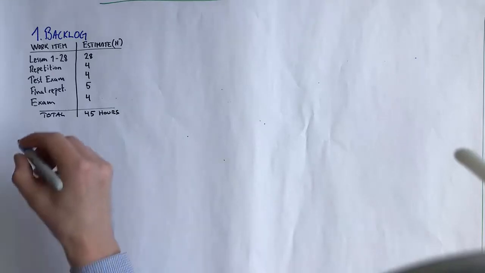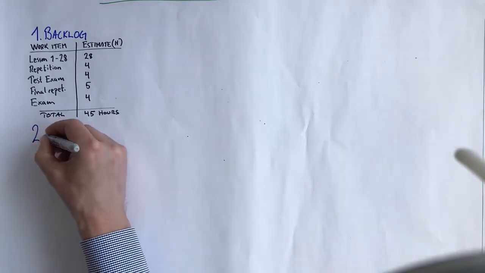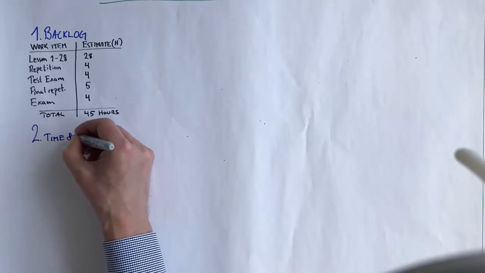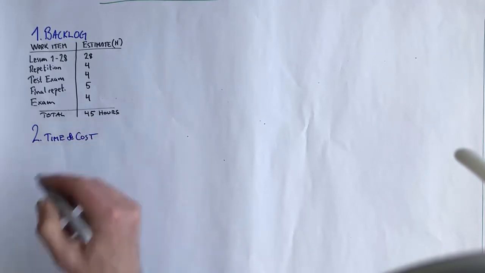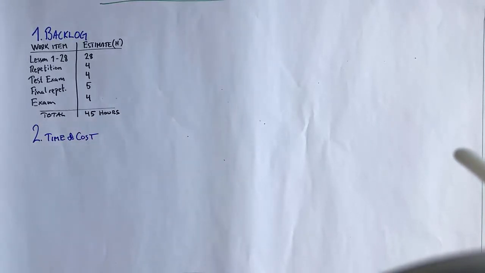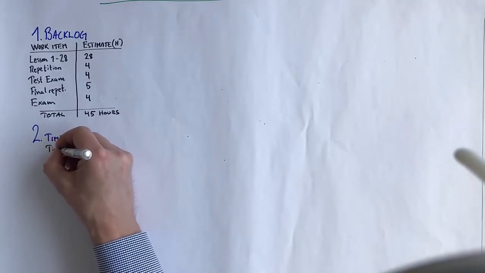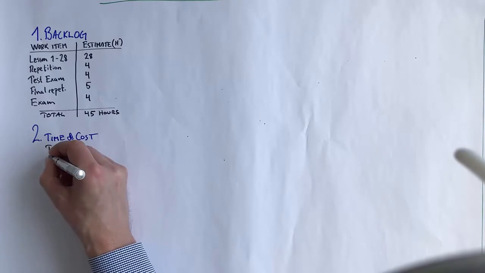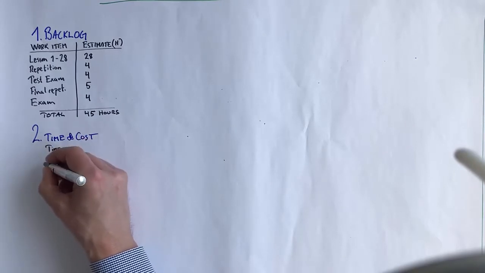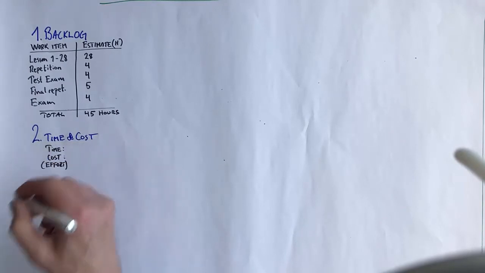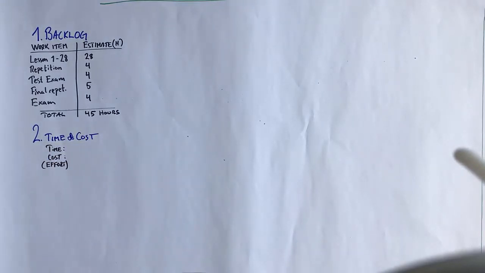Excellent, that's the backlog. Next, we're going to have to look at the time and cost of the project, because in a PRINCE2 Agile project, time and cost are the fixed variables. So we're going to have to figure out how long this is going to take, when the deadline is, and the cost or the effort, which is going to be in hours. If we're taking this course, we're going to spend some hours, and that's the cost, or if you like, the effort.